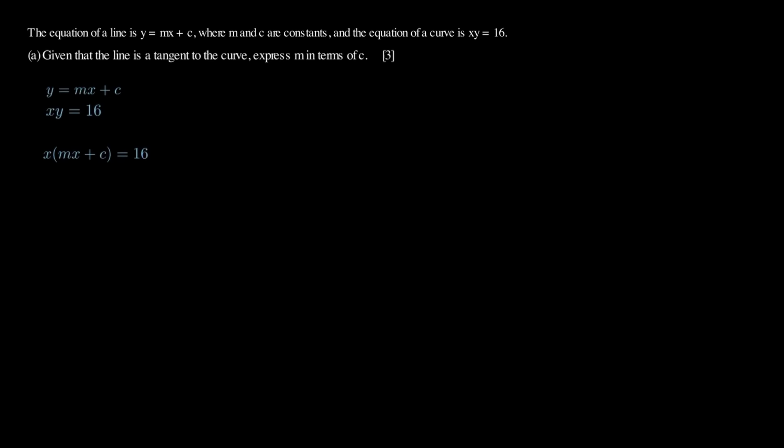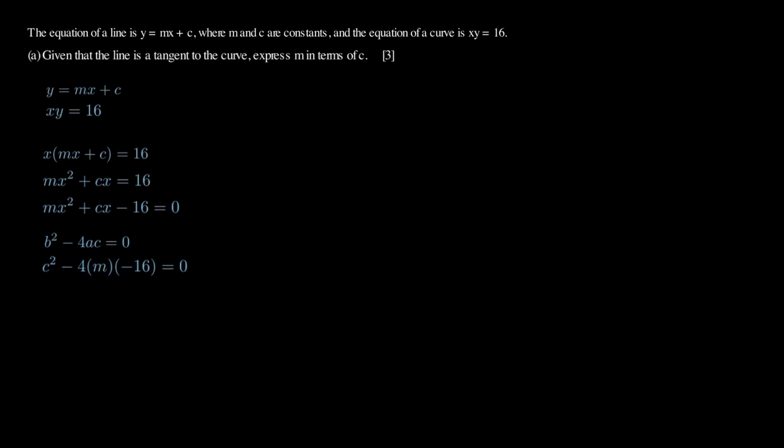Then we can distribute the x, which gives us mx squared plus cx equals 16. Moving the 16 to the other side of the equation will make the quadratic be in its standard form. The problem mentioned that these two are tangent. That means the discriminant equals 0. So b squared minus 4ac equals 0. All we need to do now is get a, b, and c from the standard form of the quadratic and plug them into this discriminant. If we do so, we get c squared minus 4m multiplied by -16 equals 0.